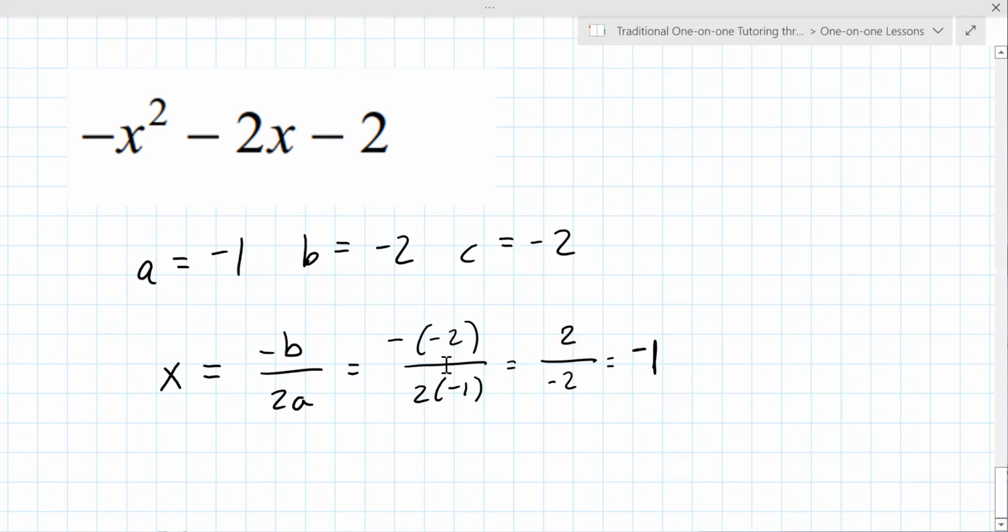And the more that you're able to do this on your own, the more confidence you're going to have when you get in there in the test. So the next step now, and this is the harder one, is to take this value of -1 and plug it back in for x.